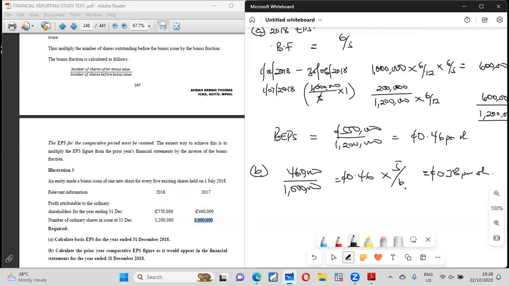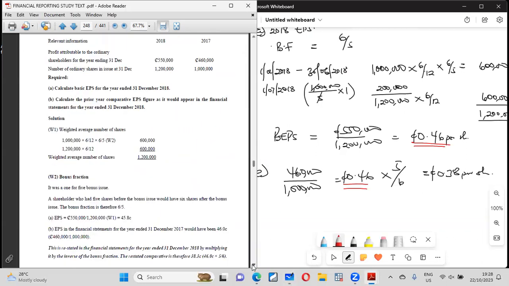All right. Now, you see, if you don't take care, you would think that this 0.46 of the present year is the same as the 0.46 of the previous year. How can it be? It really doesn't make sense, because the number of shares have grown, the earnings too have grown. But if you want to do a proper comparative, you have to use the inverse of the bonus fraction to multiply the previous earnings per share so that you draw your comparative. And that is how you do earnings per share comparatives. All right, so that is that.